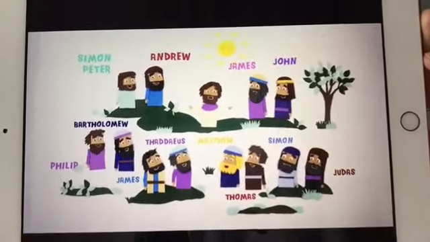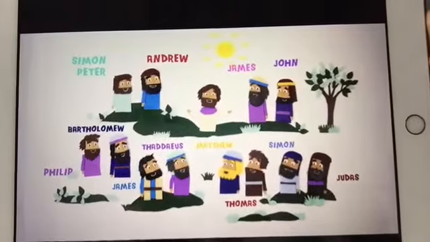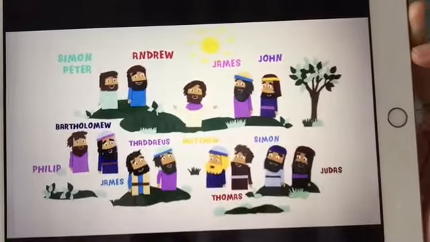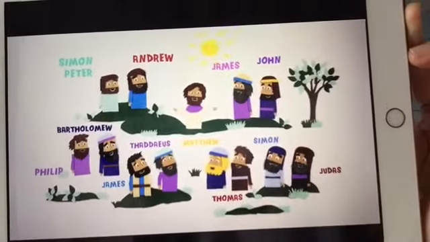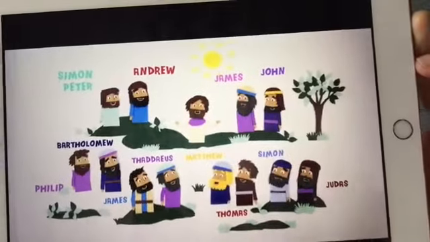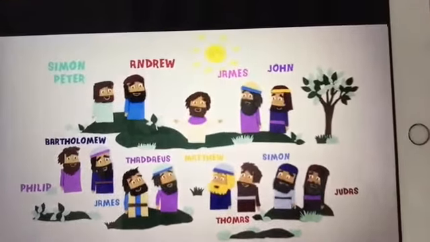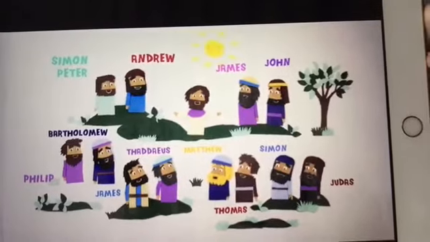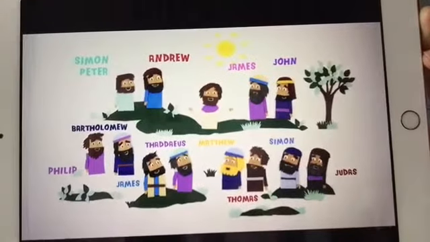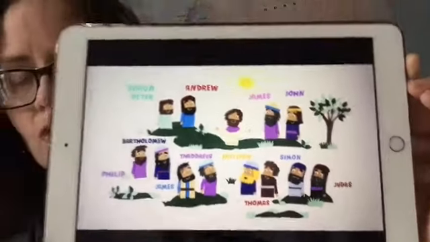But we're told that he picked 12 men in particular to be his followers. And the 12 men were Simon Peter and Andrew, James and John, and Matthew, who was the tax collector who we heard about. And then some of the others were Philip, Bartholomew, Thaddeus, James, Simon, Thomas, and Judas. So see if you'll not remember all of those names, but see how many names you can remember for our quiz when it comes to Zoom time.